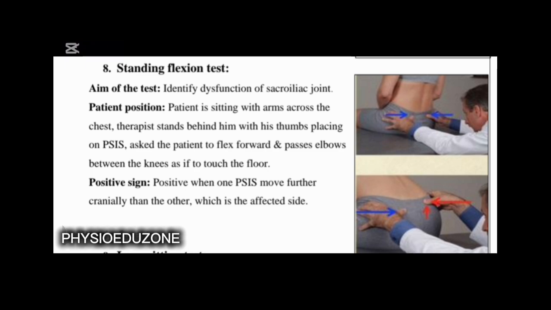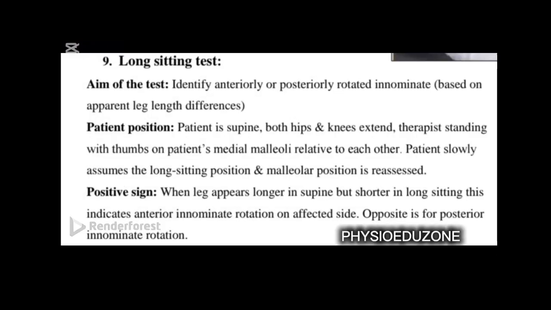8. Seated flexion test. Aim of the test: identify dysfunction of the sacroiliac joint. Patient position: patient is sitting with arms across the chest. Therapist stands behind with thumbs placed on the PSIS. Ask the patient to flex forward and pass the elbows between the knees as if to touch the floor. Positive sign: positive when one PSIS moves further cranially than the other, which is the affected side. The opposite is for posterior innominate rotation.